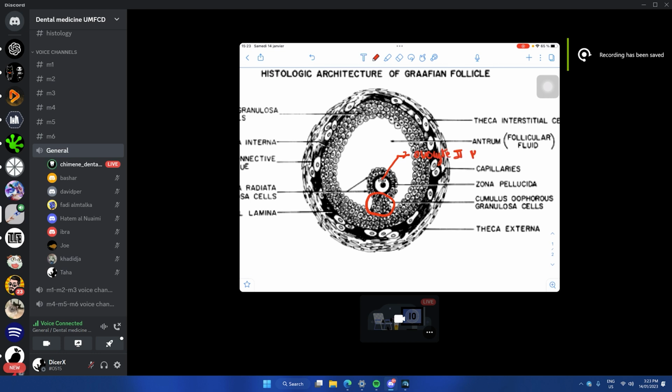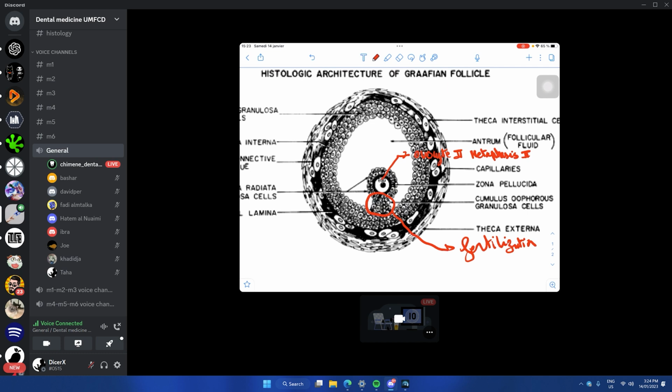Blocked in metaphase too, and it will only continue its meiosis if it's fertilized. So if fertilization occurs, it continues; if not, it will degenerate itself.